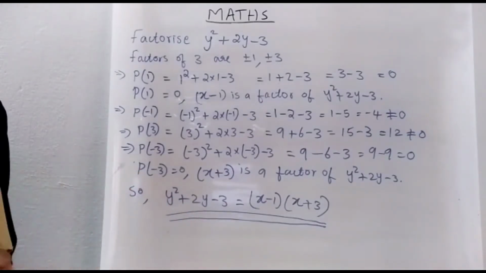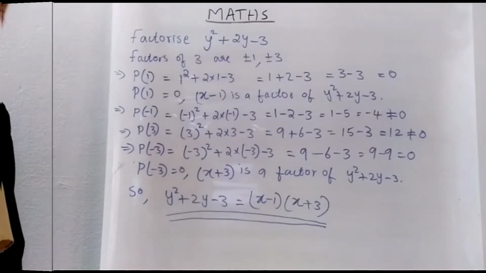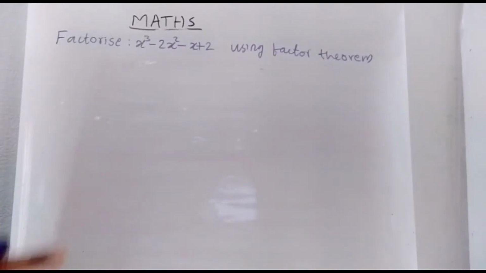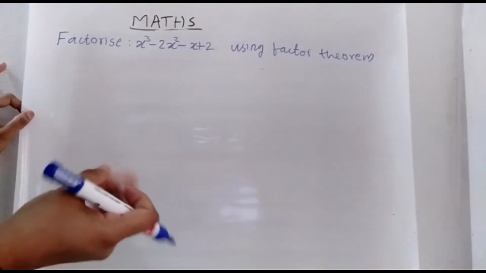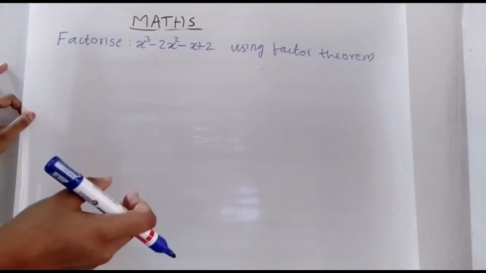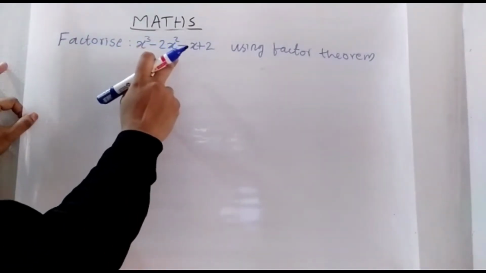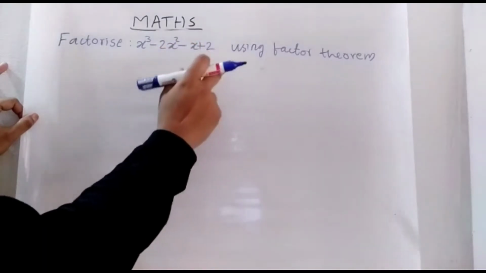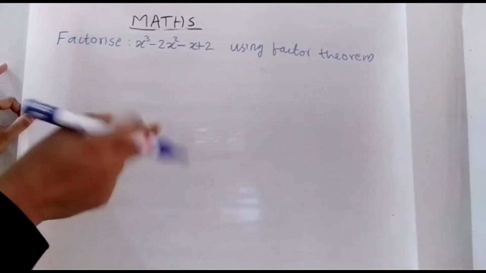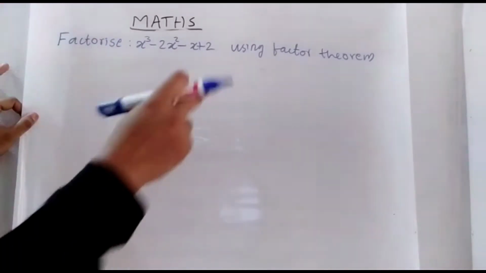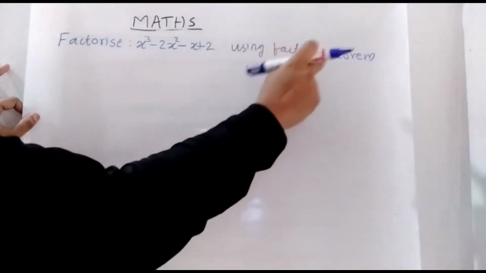Let's discuss factorization of a cubic polynomial. Dear students, this is our another question, that is factorization of cubic polynomial using factor theorem. Factorize x cube minus 2x square minus x plus 2 using factor theorem. As in the last question, you just use the factor theorem.